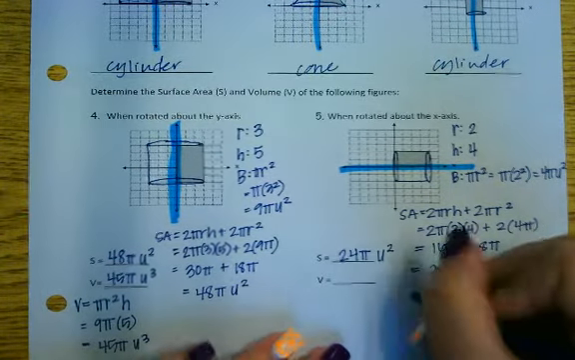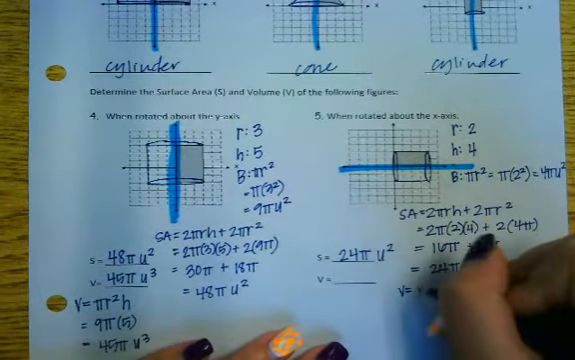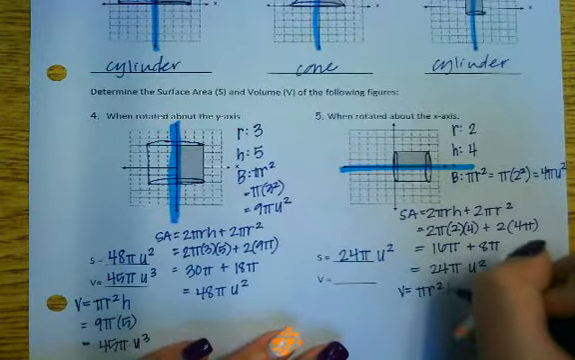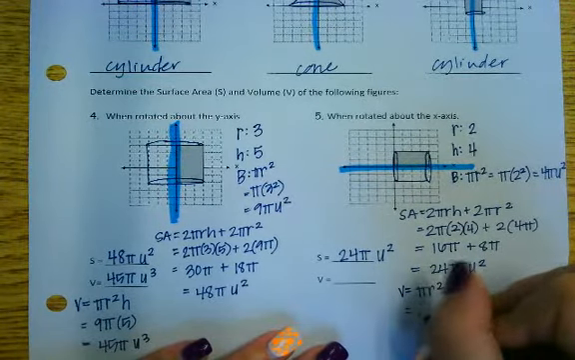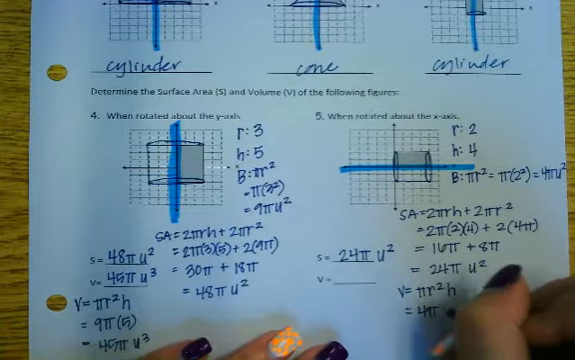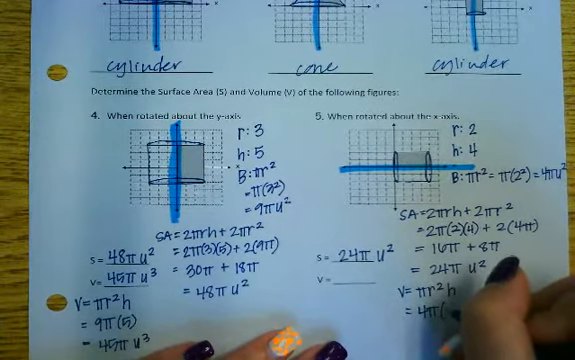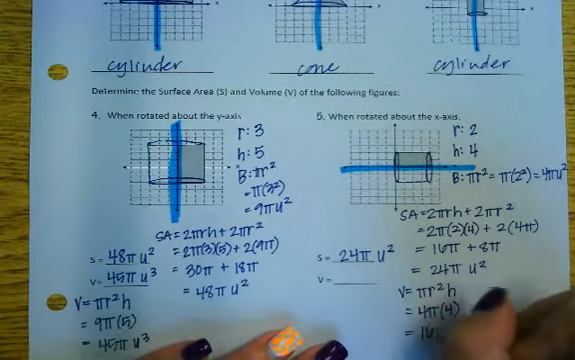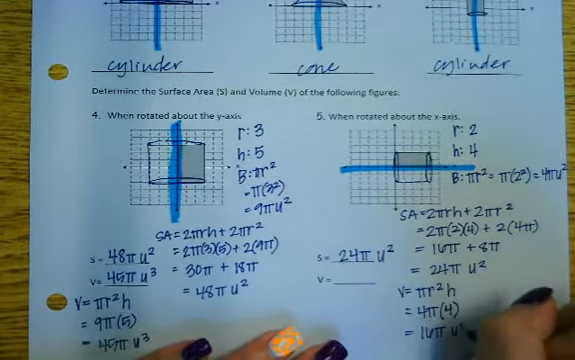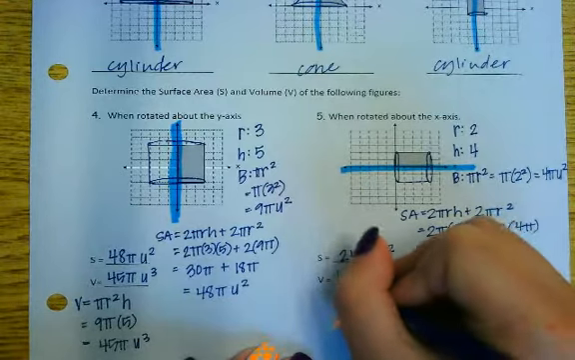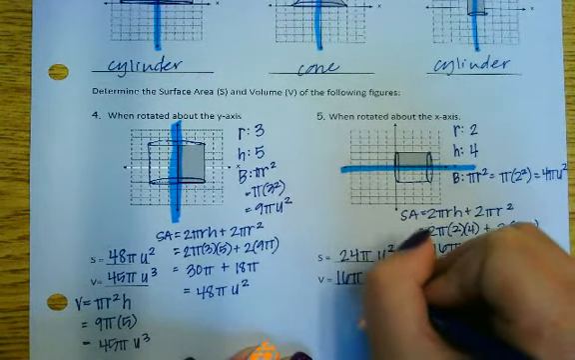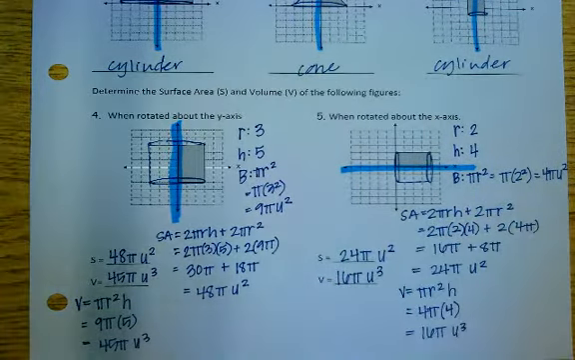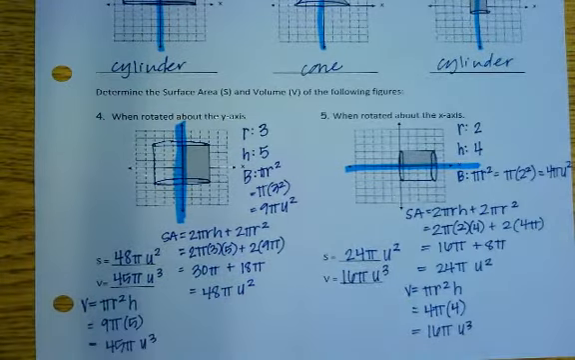Okay, for volume, we have pi r squared times height. Our pi r squared was 4 pi. Our height is what? 4. So what is our volume? 16 pi units cubed. Sophia, Hannah. Very good. Questions?